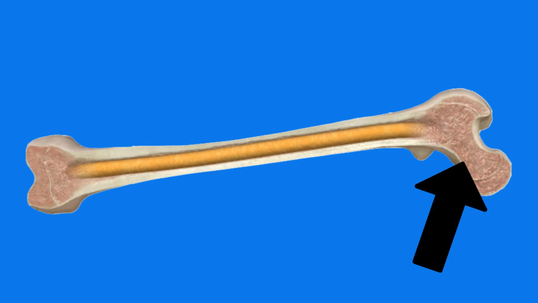Bone trabeculae are thin plates and columns of bone that form a spongy structure in cancellous bone. They are found in the ends of long bones, as well as in the pelvis, skull, ribs, and vertebrae.